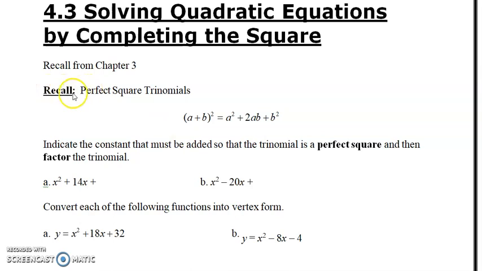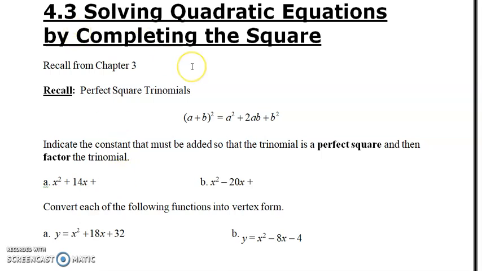So what you're going to want to do is recall what a perfect square trinomial looks like. Remember, it's (a + b) all squared. You square the a value to give you the first term, you square the b value to give you the third term, and you multiply the two terms together and double it to give you the middle term, as we've done in the past. So let's take a look at what we've done so far.